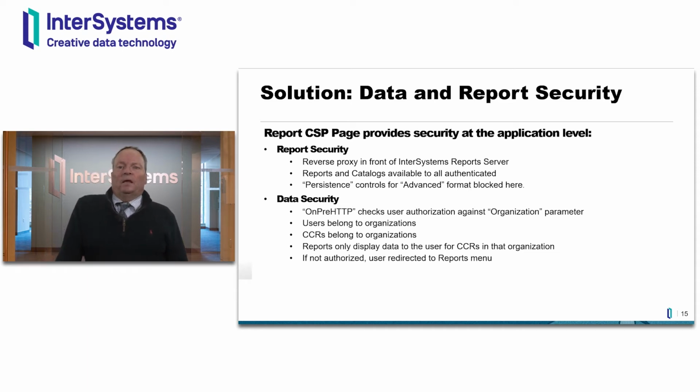In order to get the same level of data security as the fully integrated Zen Reports version, the new CSP page uses a check authorization method called from OnPreHTTP to compare the user's organization with the organization provided in the page's URL parameter. If the user was authorized, the CSP page would build the InterSystems Reports URL and request a report from the InterSystems Reports server and serve it to the user's browser. In the pre-migration and the post-migration versions of our application reports, if the user was not authorized to view the particular organization's data, the user was redirected to the reports menu.